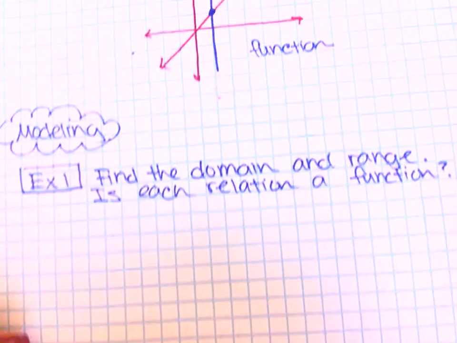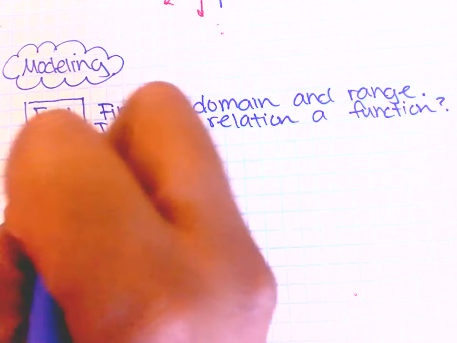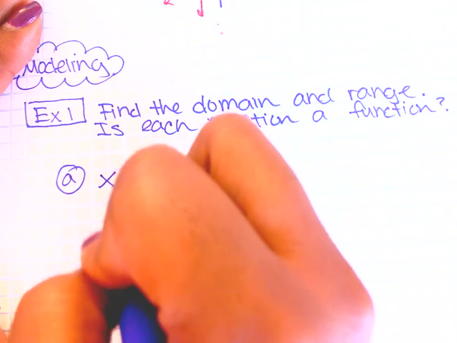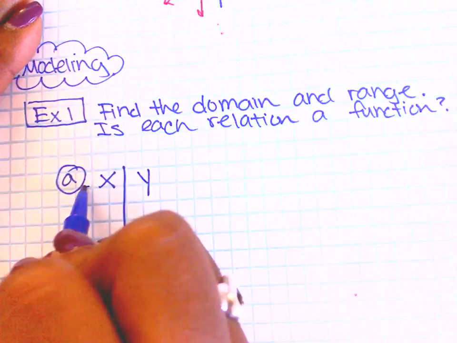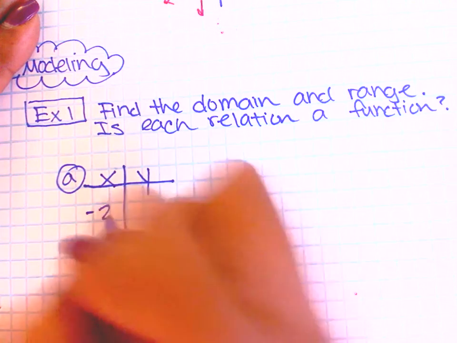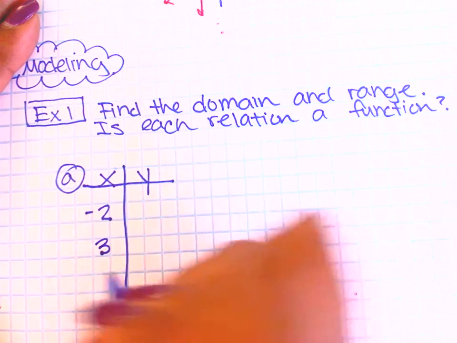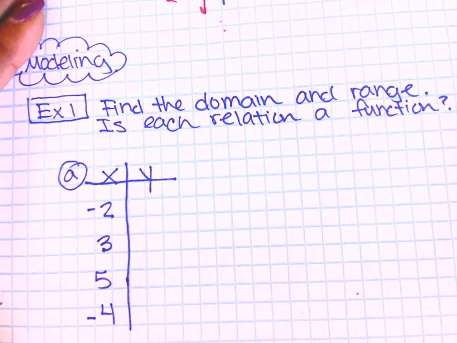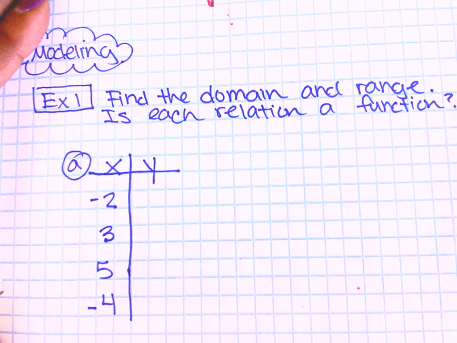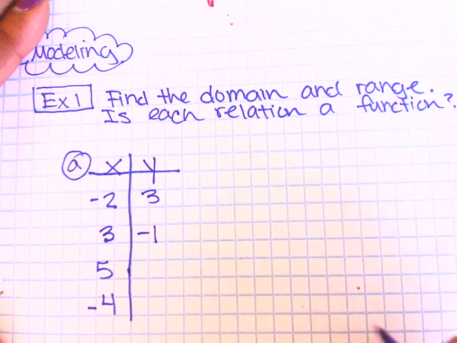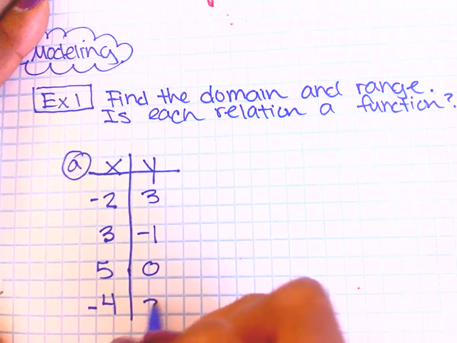So this is what they're going to give you. Everyone please draw it with me. So we're going to make this the letter A. It's our first example. I want you to put X on one side, draw a line, and Y on the other side. And in the X column, I want you to write -2, 3, 5, and -4. In the Y column, please write 3, -1, 0, and 3.